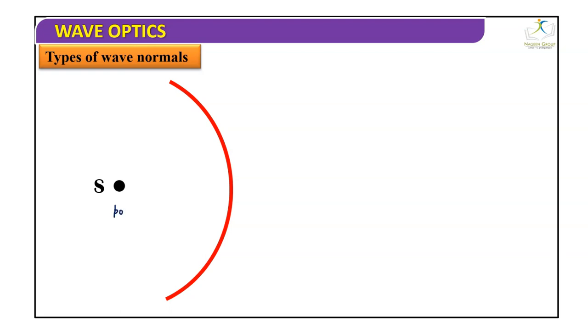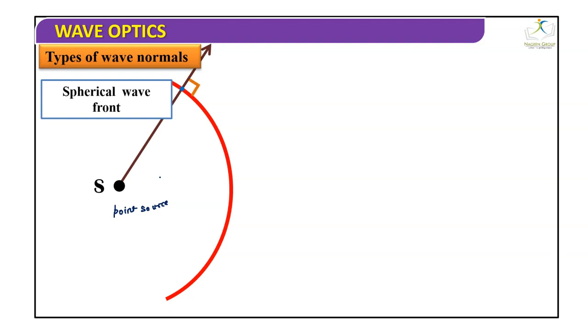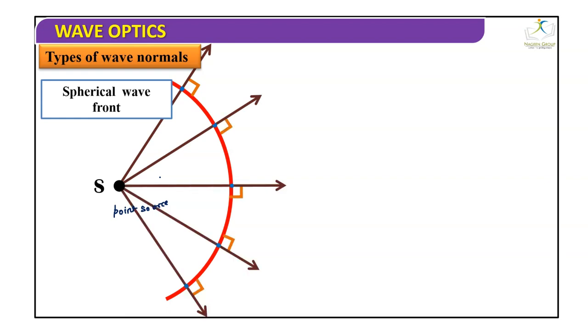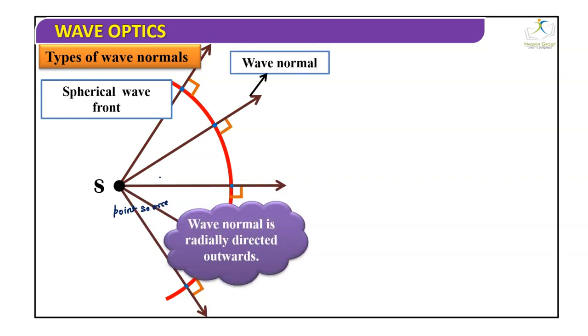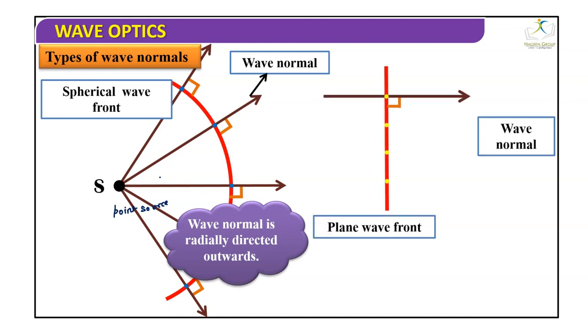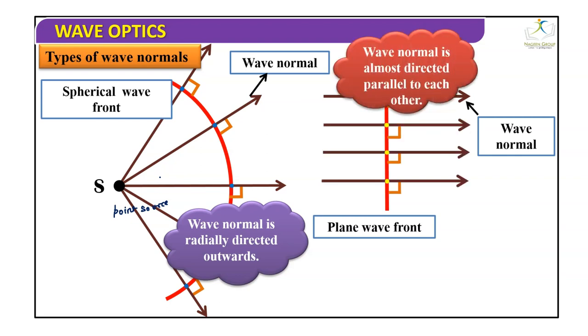This is a point source. Because of that, a wavefront is formed, which is curved in nature. So spherical wavefronts are like this. If I take any particular point on it, that behaves as a wave normal. And a wave normal is directed radially outward. For a plane wavefront, the wave normals are directed parallel.